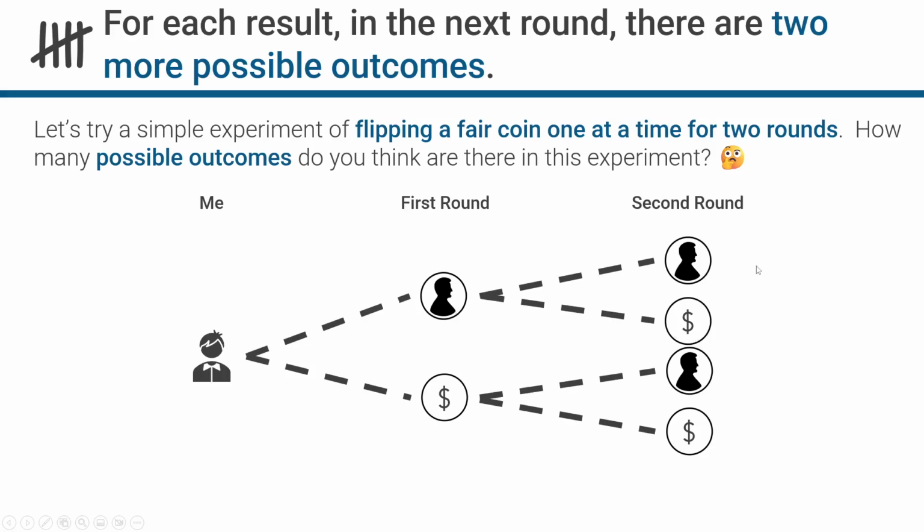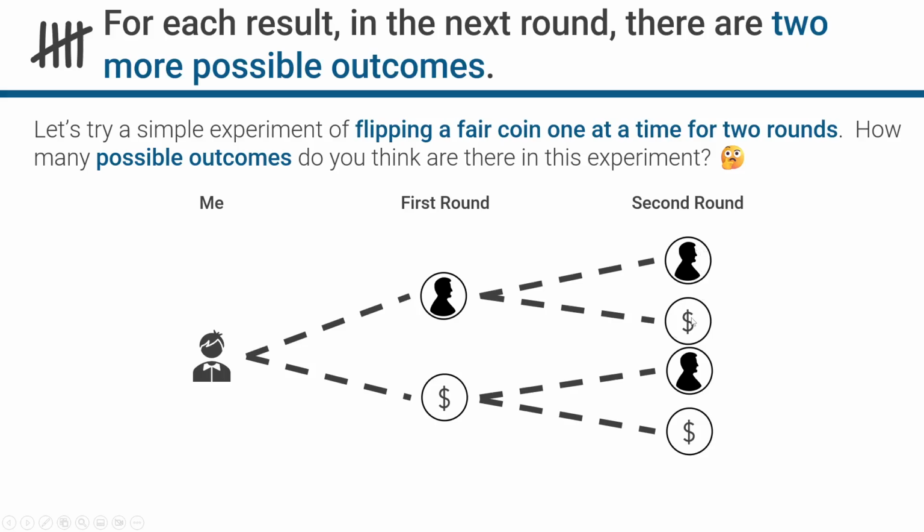Therefore, the possible combinations of the first and the second round is what? It is 4. Why? Because in the first round, you may get a heads or a tail. That's one for heads and one for tails, so those are two. Now, if you get a heads in the first round, you may also get a heads or a tail on the second round. So that is what?